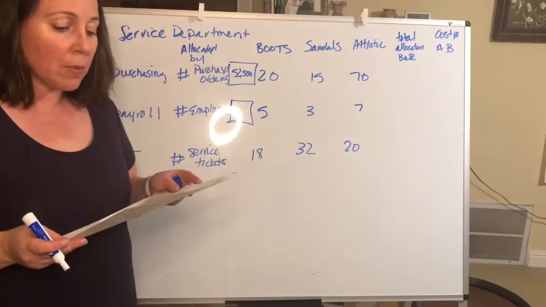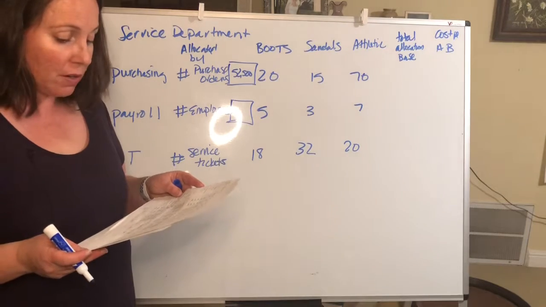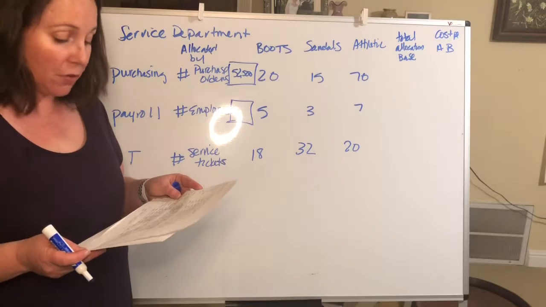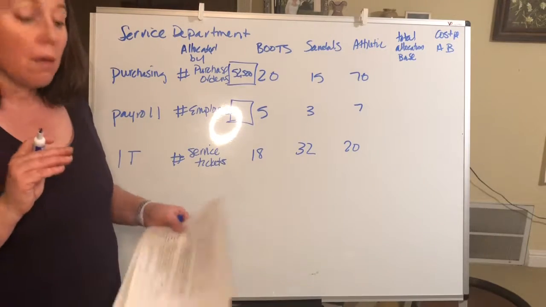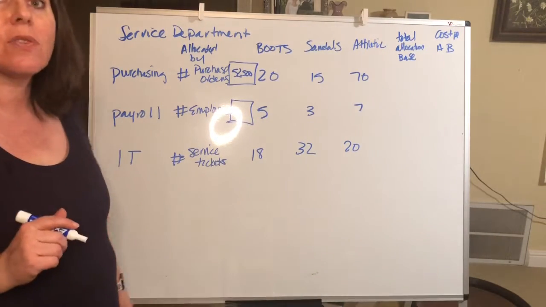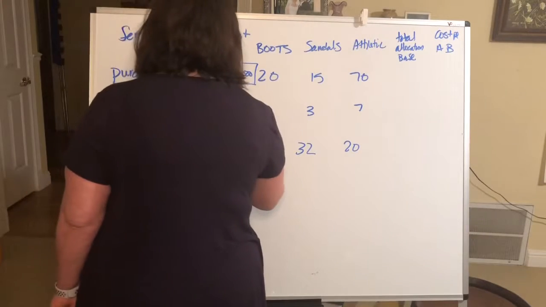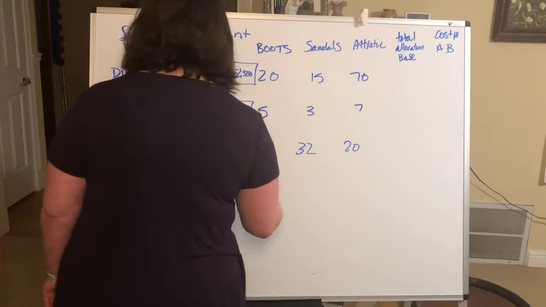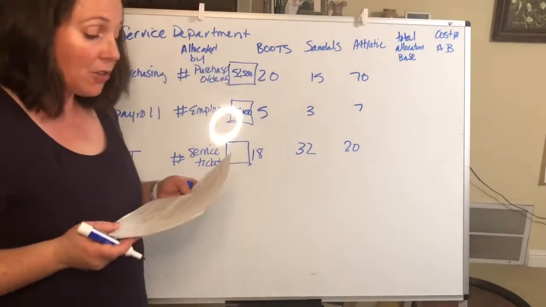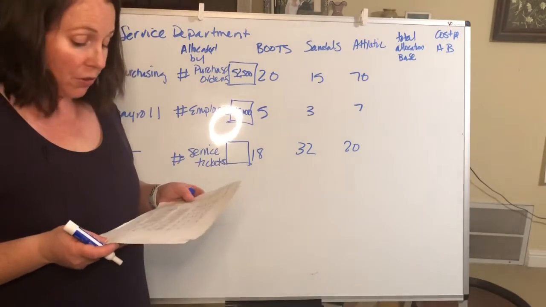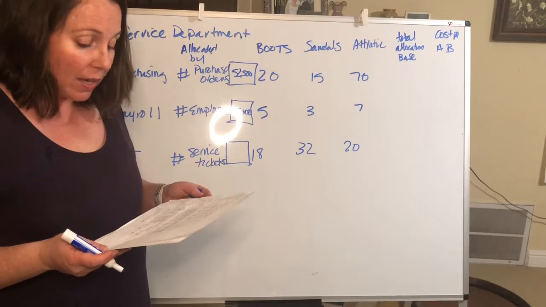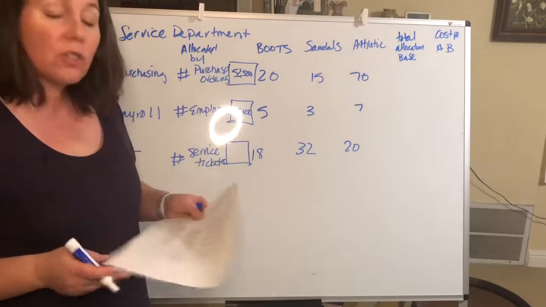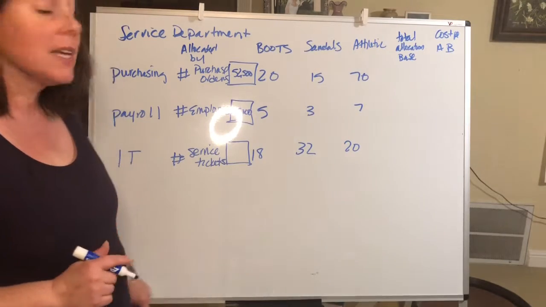Payroll had direct labor costs of $41,500. They were allocated indirect costs of $3,500, so the total payroll cost to be allocated is $45,000. IT had direct labor of $63,000. They were allocated an additional $7,000 of indirect costs, so the total IT cost to be allocated is $70,000.